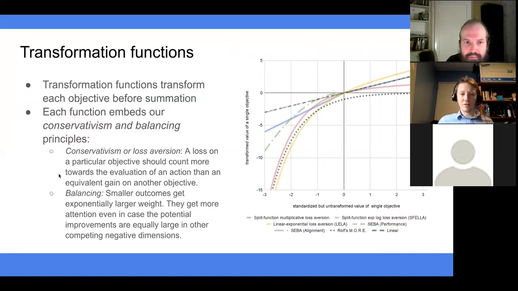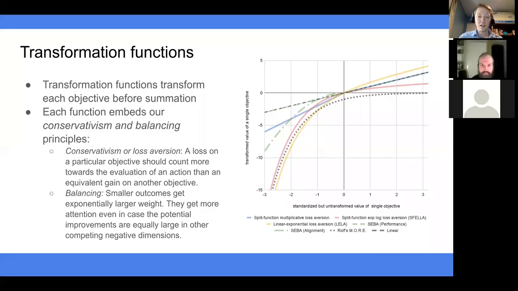So what do these look like? Well, the transformation functions transform each objective before we sum them together, as you saw earlier. Each function embeds our two principles we discussed before, this conservatism and balancing. So if a particular objective has a strongly negative value, then we're going to take increasingly negative values much, much more seriously. And then comparing different values, we're going to balance out values so that we're biased more towards emphasizing value over a set of values rather than a particular one. And this falls out of the nonlinear design.